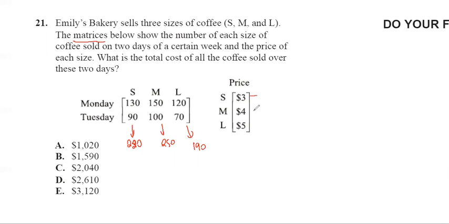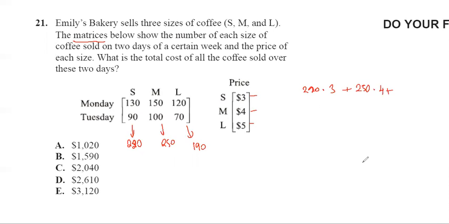And then these are the prices for each size. So I can just say 220 coffees, each one is $3. That gives me the total amount for small size. And the second one is medium. So she has sold 250 of those, and each medium size is $4.